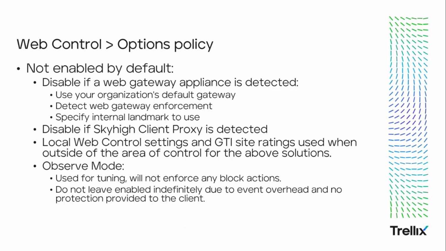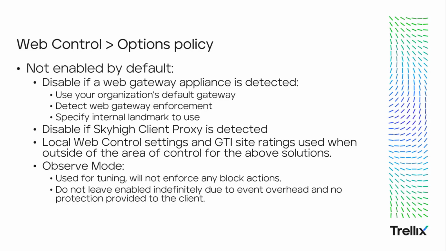So if you're using a web gateway appliance, you can select this option, disable if a web gateway appliance is detected. And when you select this option, you're going to get 3 further options appear to select from. You can use your organization's default gateway. This is basically going to just use your network adapter gateway and assume that the web control enforcement is being enforced at some point at that gateway. And when the system is connected to a network and is assigned that gateway, it will recognize that it's in that environment that has web gateway provision, and it's going to essentially stop enforcing the local policy for web control completely, because it's going to rely on your web gateway controls in that circumstance.